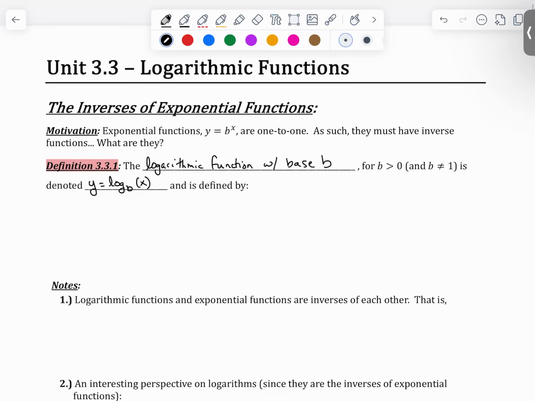And it's defined by: if you have y equals log base b of x, then that comes from the exponential version of it, which is going to be b to the y is equal to x, which seems kind of weird. It's kind of like a definition based on a definition. But this is the logarithmic form, and this is the exponential form.